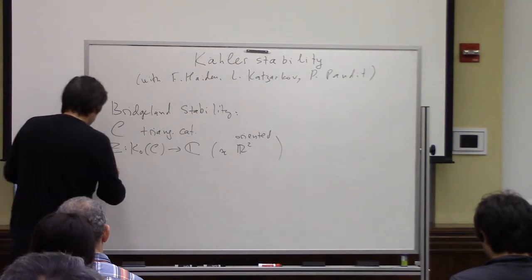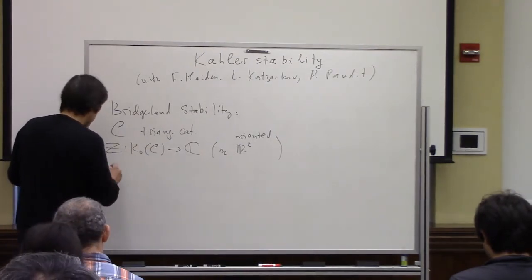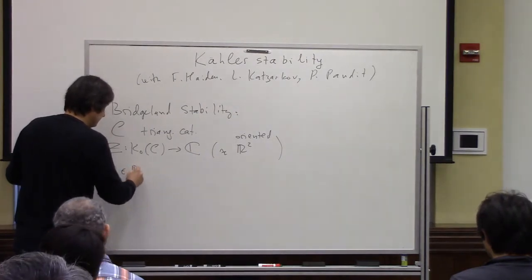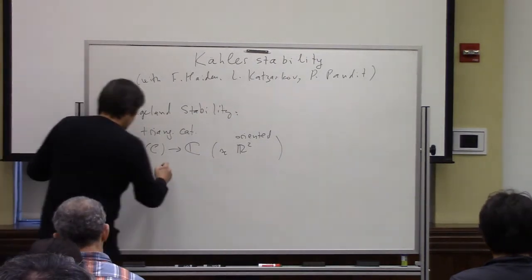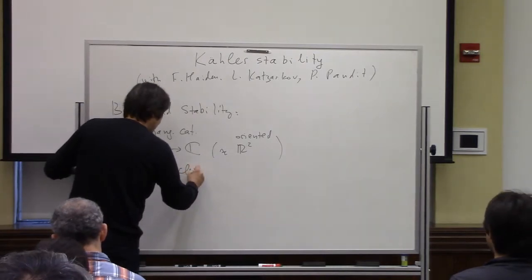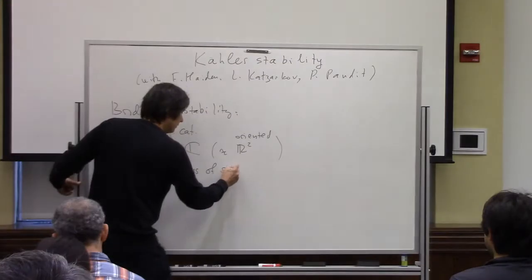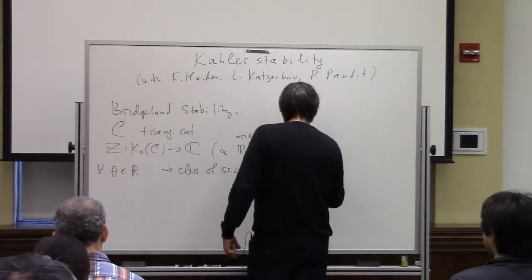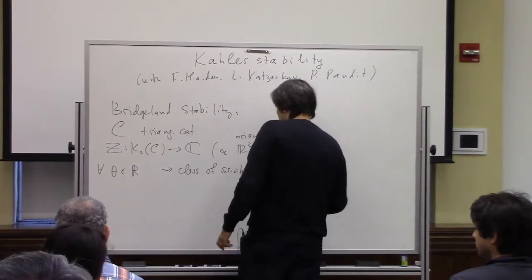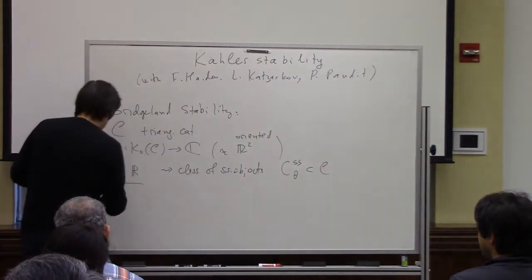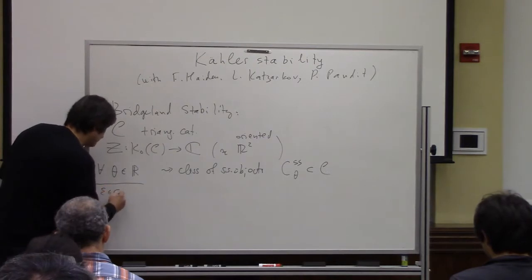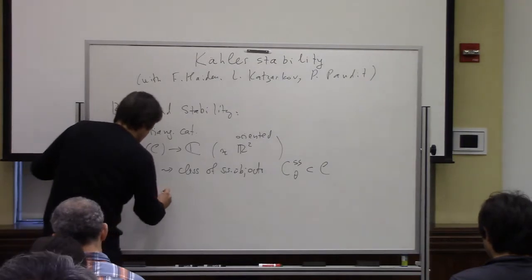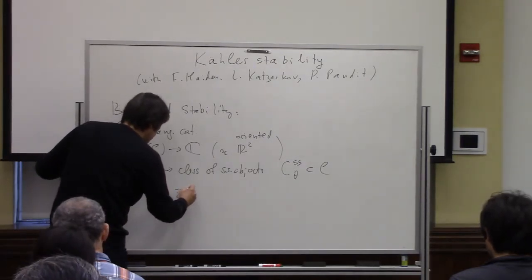There's a rule. It's an additive map, but let's still use complex numbers. For any real number theta, which can be thought of as an argument, we get a class of semi-stable objects with slope theta, which is stable in C, and satisfies a bunch of axioms. So, for example, if an object is semi-stable, then the central charge is not 0, and in fact has argument theta.